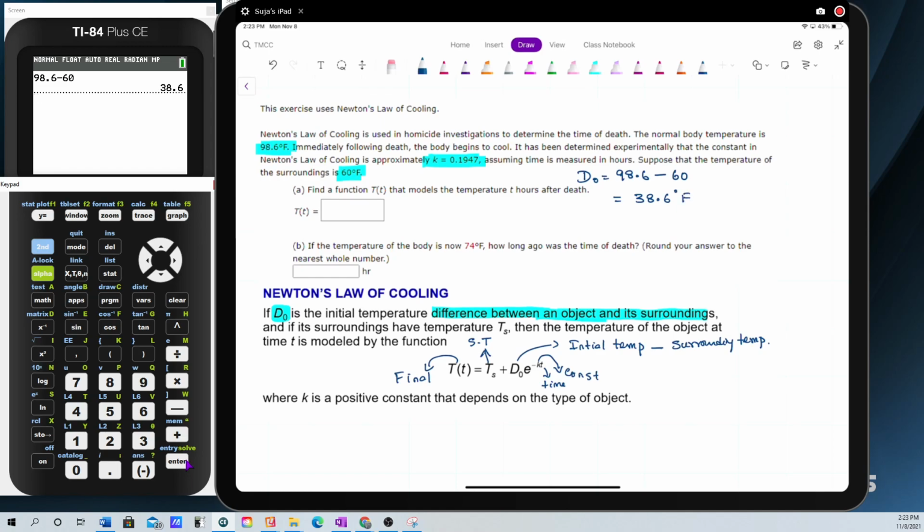So with this information, if I go back to write my formula, Ts, which is the surrounding temperature, is given as 60 degrees Fahrenheit. My k value is given to me as 0.1947. So I can write the model T of t equals 60 plus 38.6 e to the power of negative 0.1947 times t.